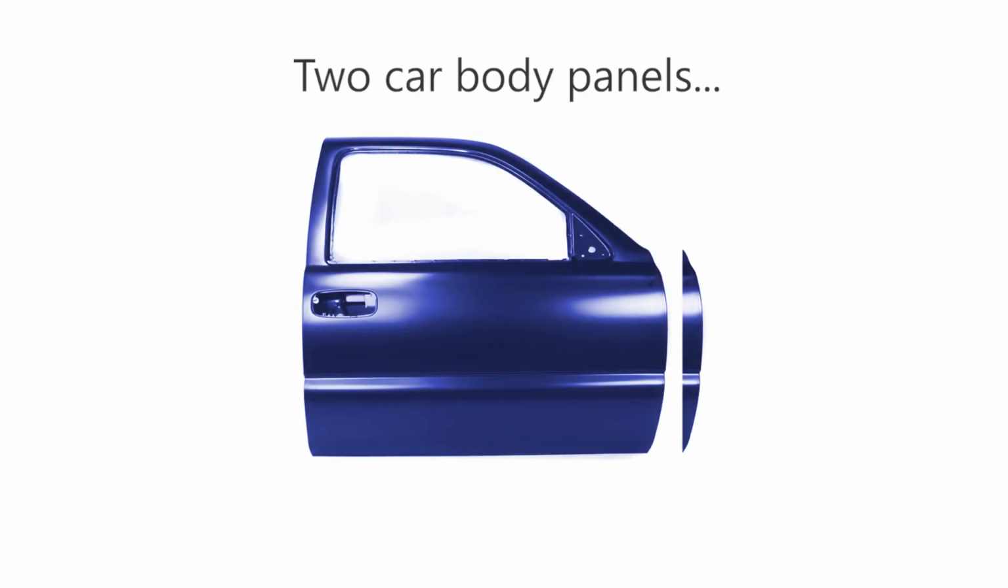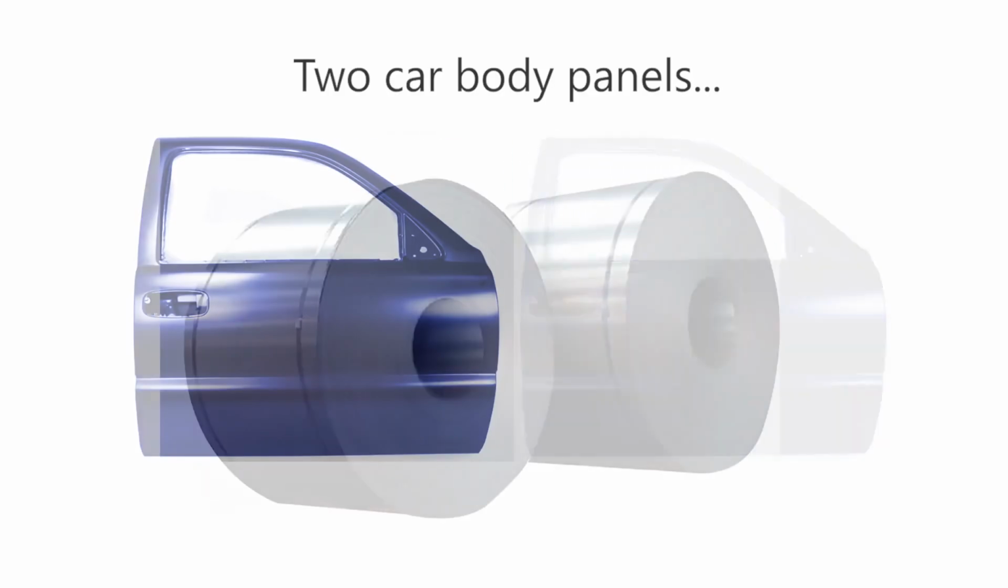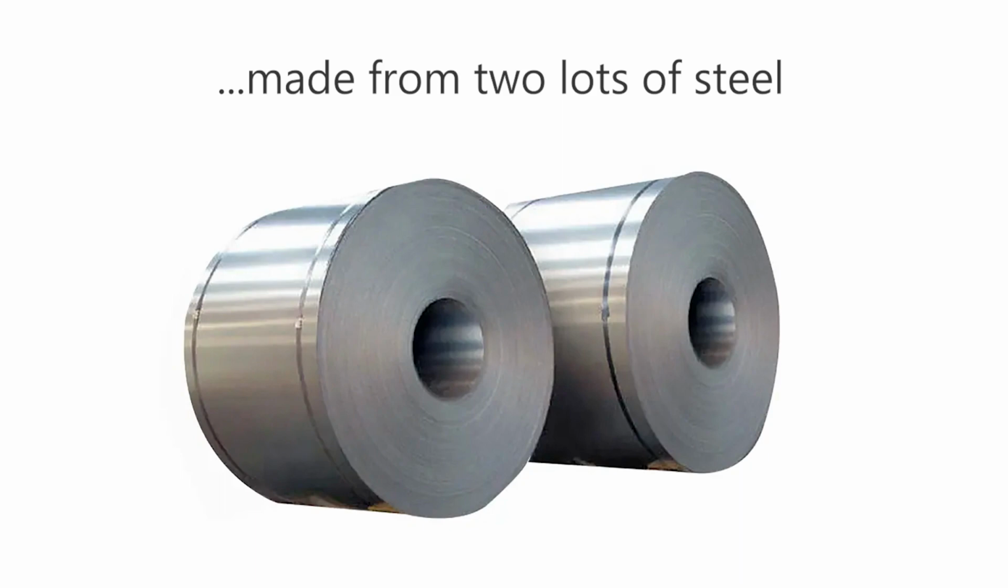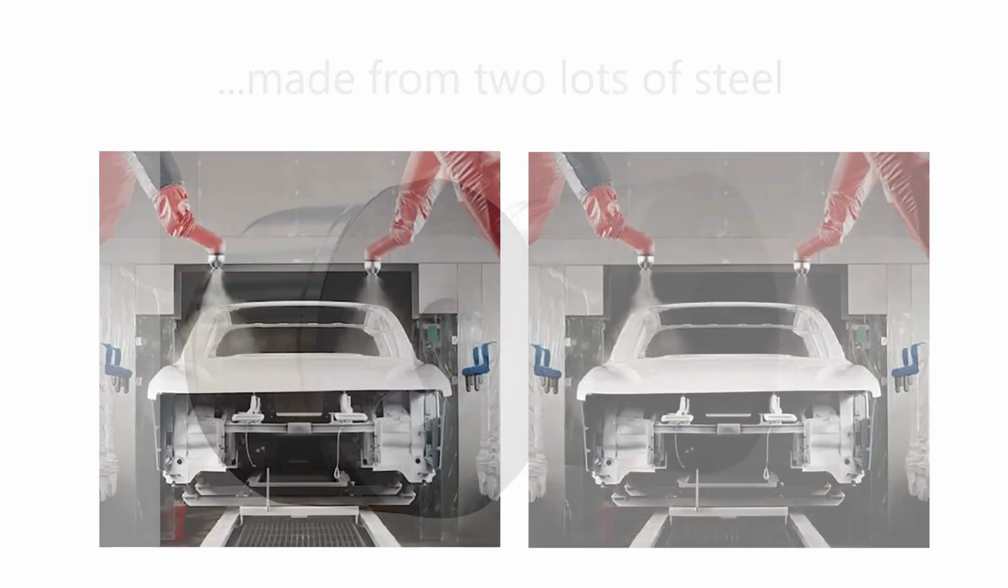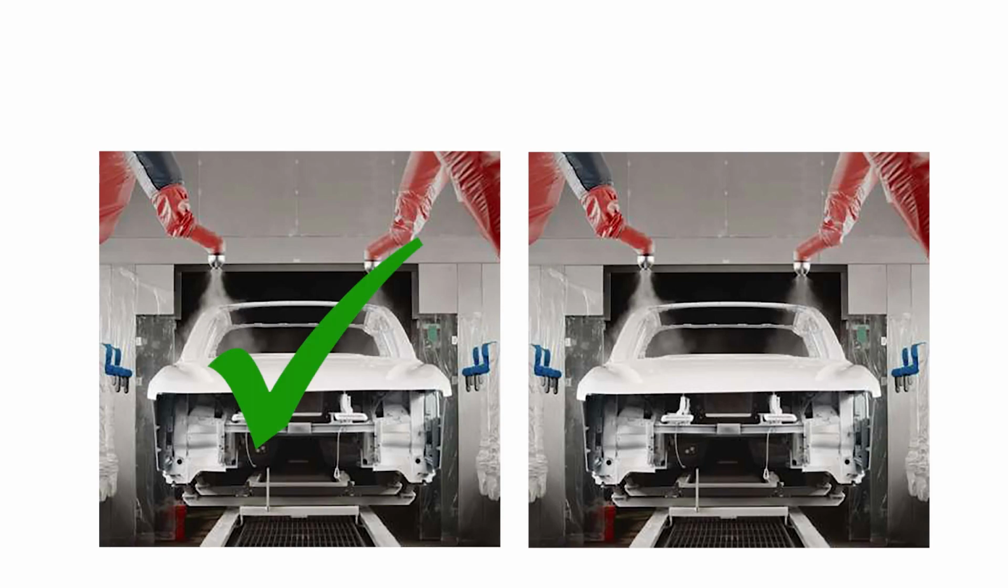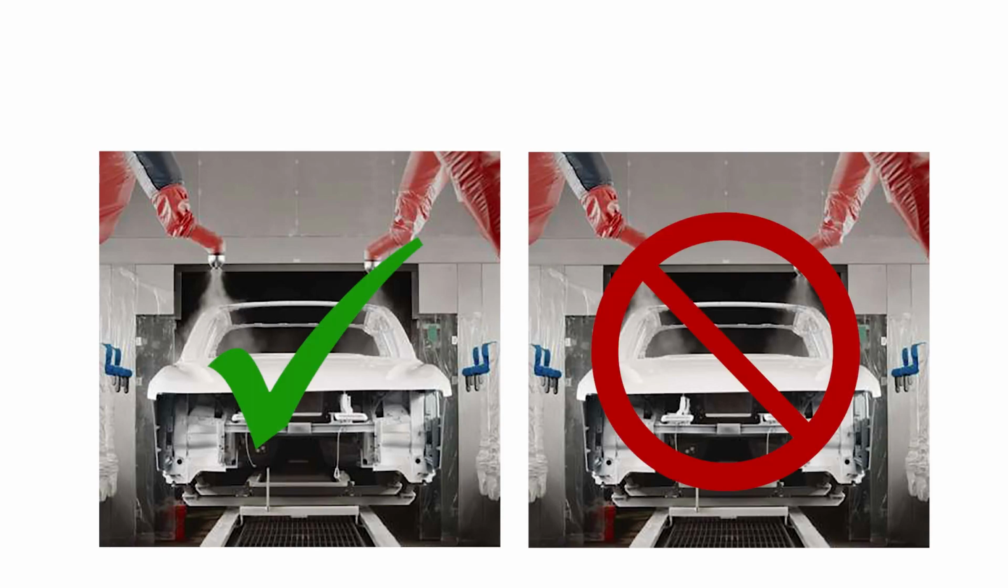This is a story of two car body panels. The panels were made from two lots of steel. Both lots passed inspection for surface roughness, but when the panels were painted, one looked great and the other did not. So, what was different if the average roughness was the same?